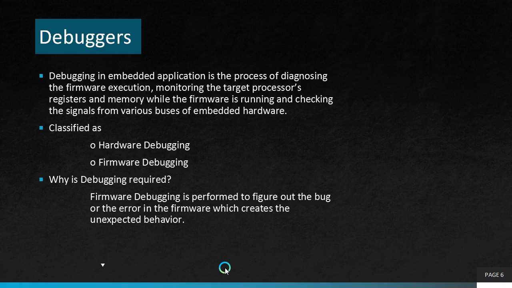Hardware debugging. It deals with monitoring of various bus signals and checking the status lines of target hardware. Firmware debugging, we can also call it as software debugging. It deals with examining the firmware execution, the execution flow, changes to various CPU registers and status registers on execution of the firmware to ensure that the firmware is running as per the design. So now, why is debugging required? Firmware debugging is performed to figure out the bug or the error in the firmware which creates the unexpected behavior.